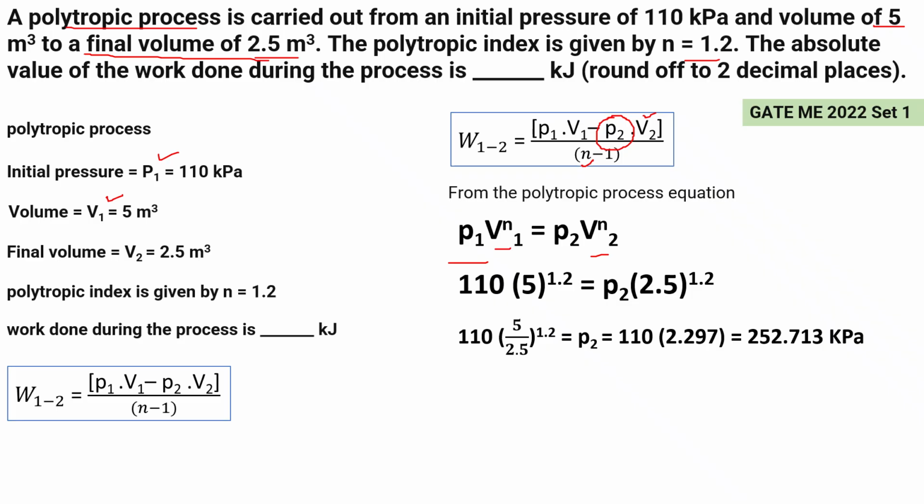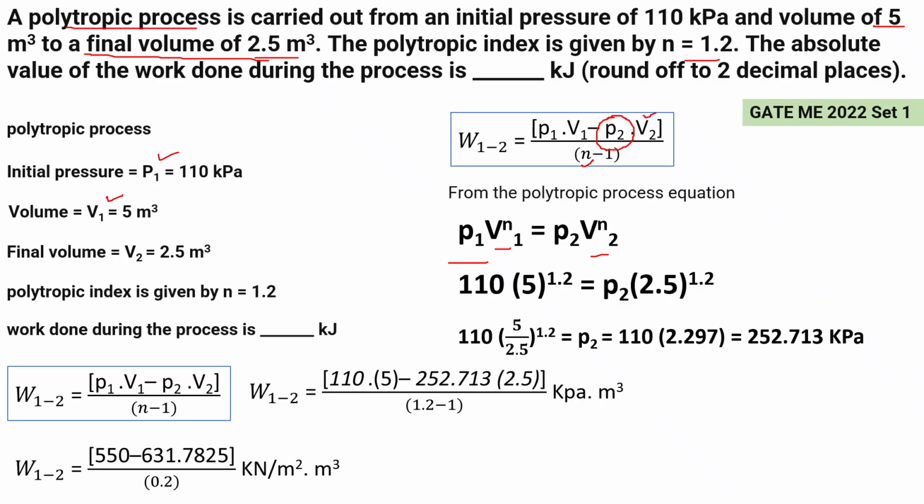Then substitute these P1, V1, P2, V2 and n values in the work done equation. Then the work done during the polytropic process equals 110 into 5 minus 252.713 into 2.5, divided by 1.2 minus 1. And this will become, so 110 into 5, this is 550 minus 252.713 into 2.5, which is equal to 631.7825, divided by 1.2 minus 1, which becomes 0.2.